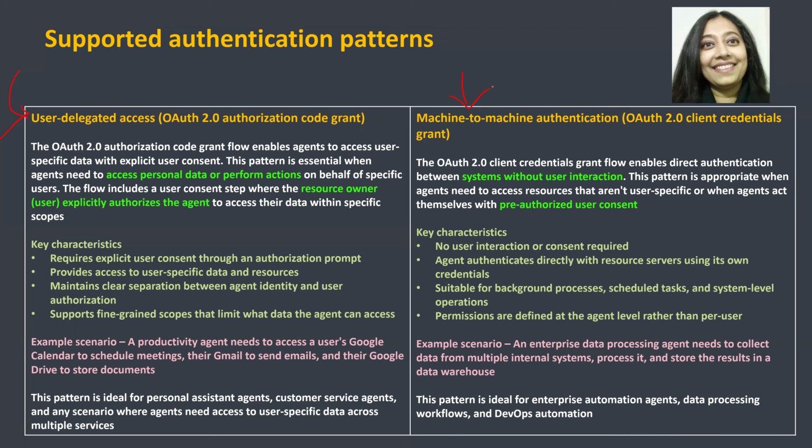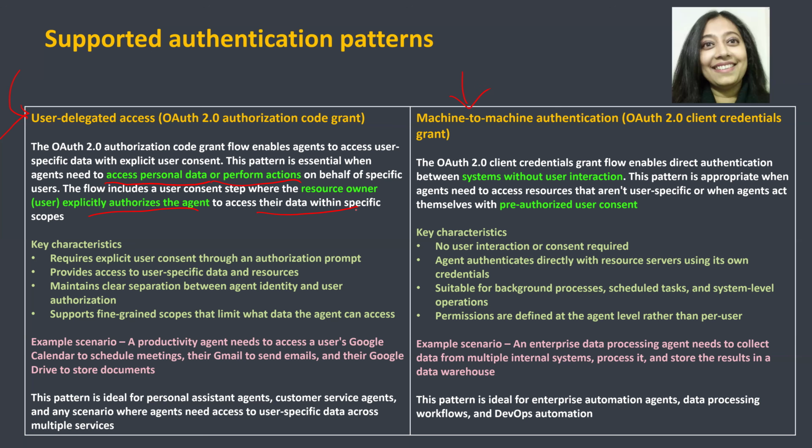For UDA, or user delegated access, this particular pattern is used when your agents need access to personal data or to perform any specific action. And for this agent to perform this action, especially, let's say, accessing users' personal data or personal information, the user or the resource owner in this case will have to explicitly authorize your agent to access their data.